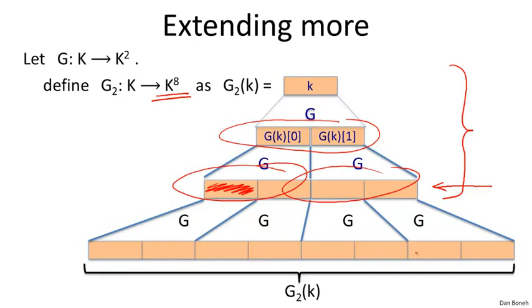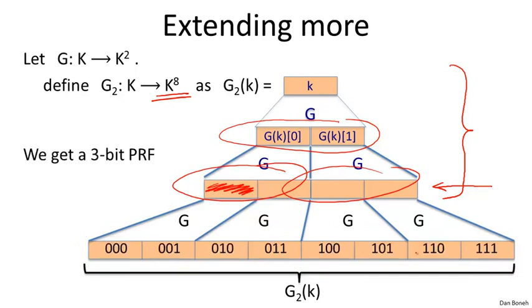So now we have a generator that outputs elements in K to the 8th. If we do that, we get a 3-bit PRF. In other words, at 0 0 0, this PRF would output this block, and so on and so forth, until 1 1 1, it would output this block. Now the interesting thing is that this PRF is easy to compute. For example, suppose we wanted to compute the PRF at the point 1 0 1. It's a 3-bit PRF, so 1 0 1. How would we do that?